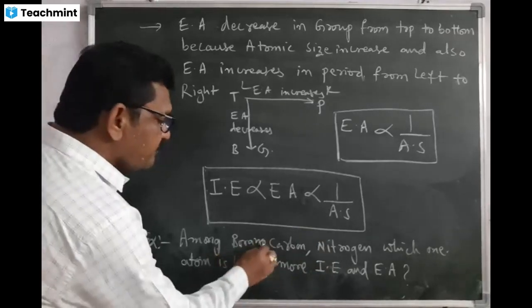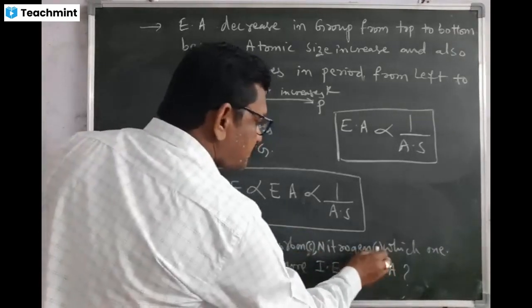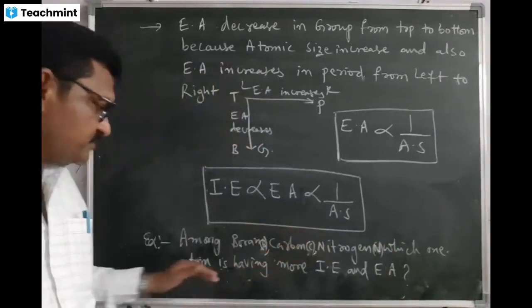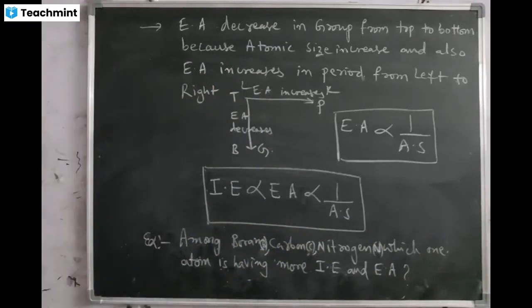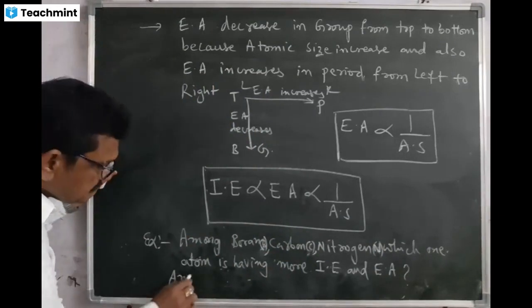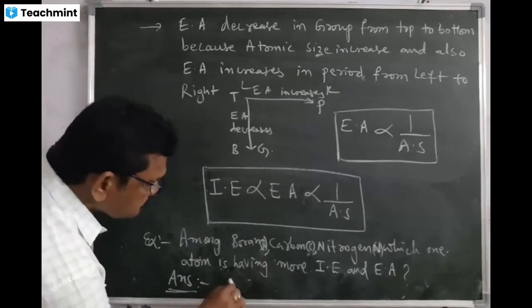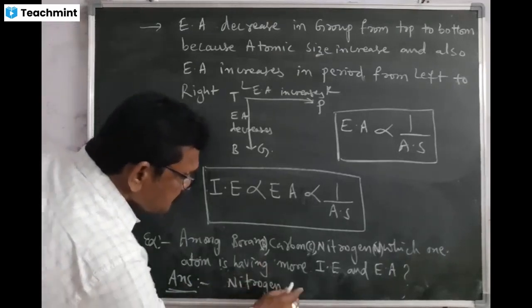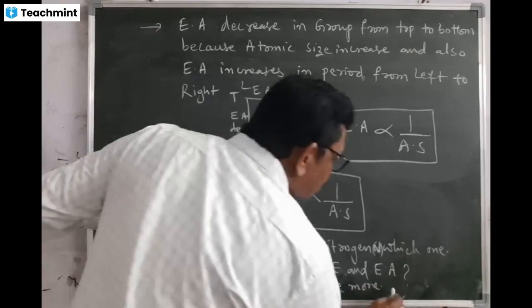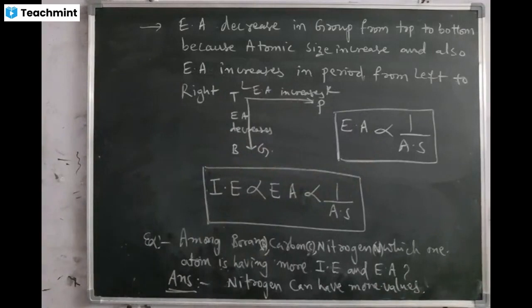Boron means B, carbon means C, nitrogen means N. Among boron, carbon, nitrogen, which one is having more ionization energy and electron affinity? Okay. Here the answer is nitrogen. Nitrogen can have more values than boron and carbon.